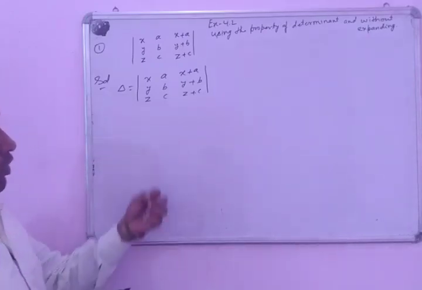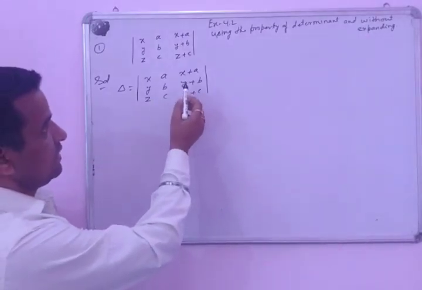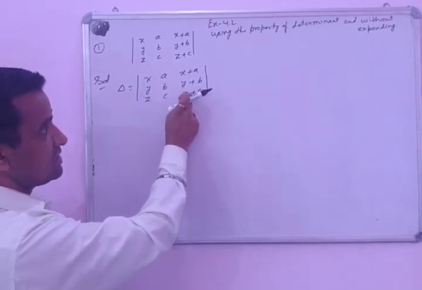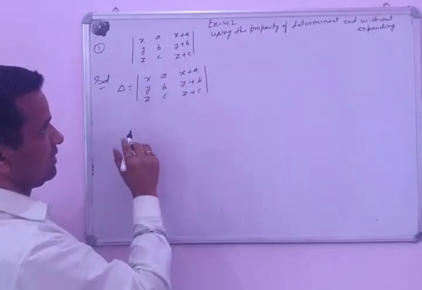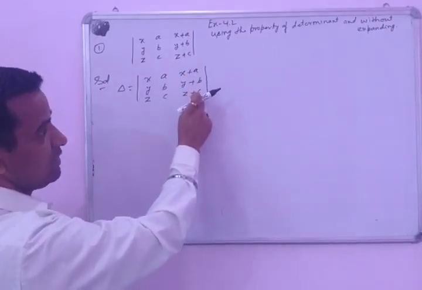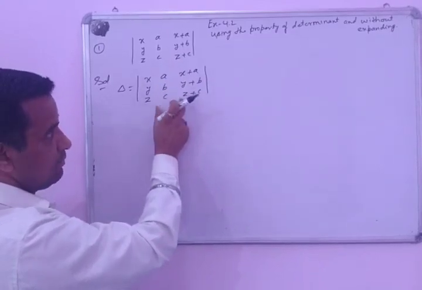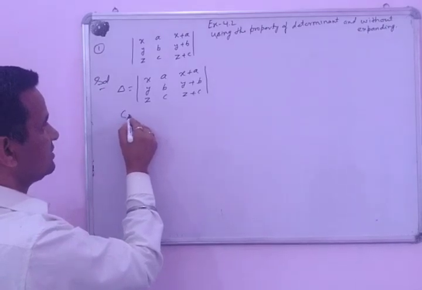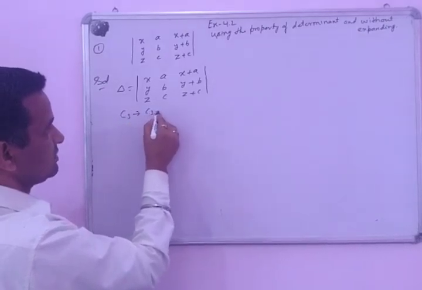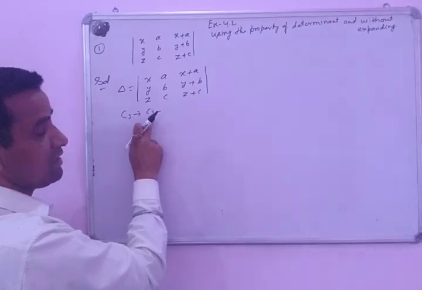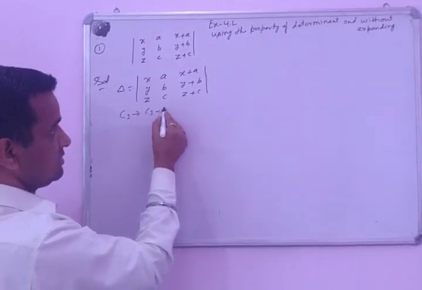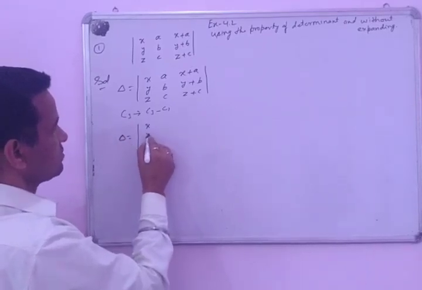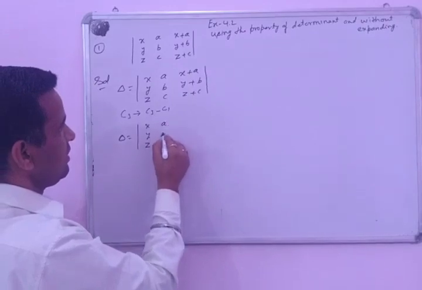Now first observe this question. This is C1, this is C2, this is C3. Suppose we subtract C3 minus C1, then what will you get here? A, B, C will be left here and A, B, C will be left here. Means both columns will be identical here. Now start according to this. I will write in C3, operating column C3 as C3 minus C1. Then del equals x, y, z, a, b, c.